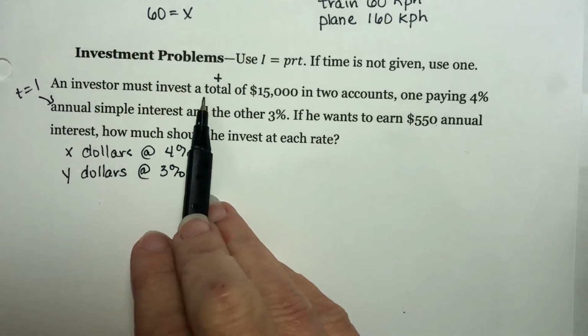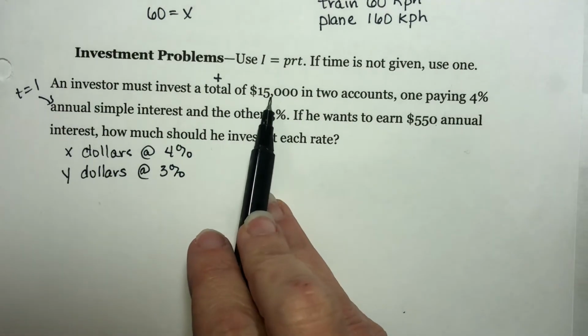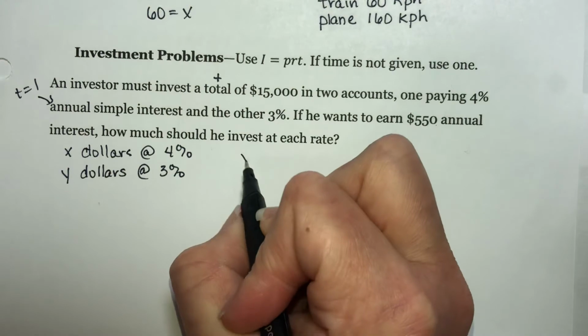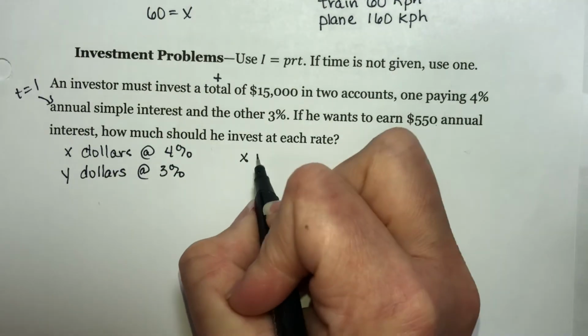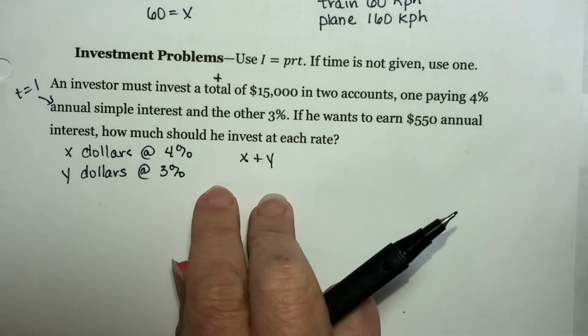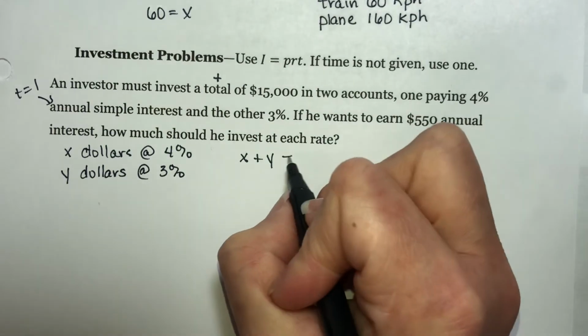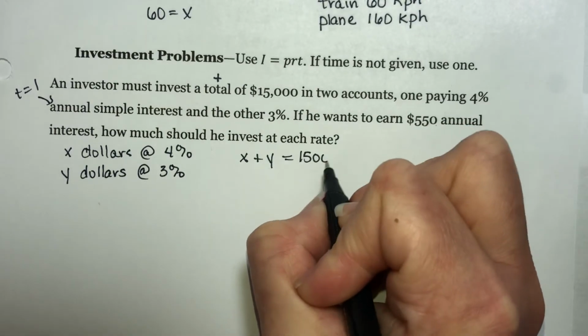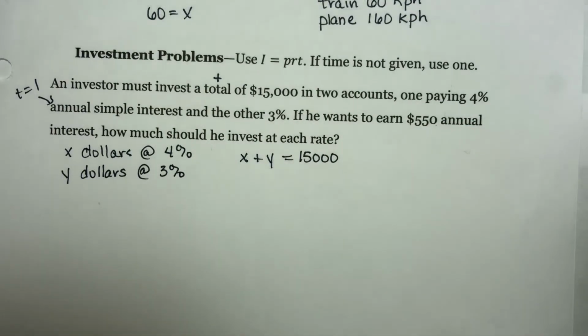Okay, let's look for some bits of information we could use to get our equations. The total of these 2 investments must be $15,000. So that means X plus Y, if I'm adding the amount invested at each rate, has to equal 15,000. So that's my first equation.